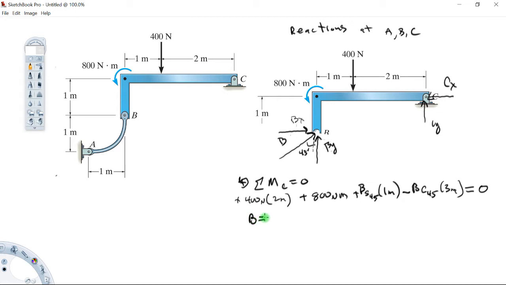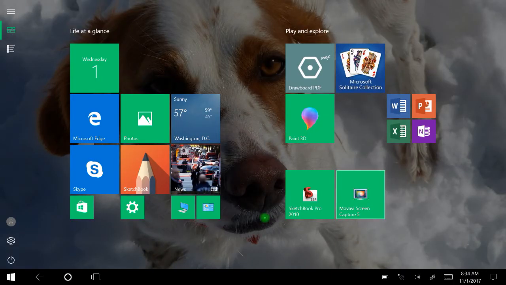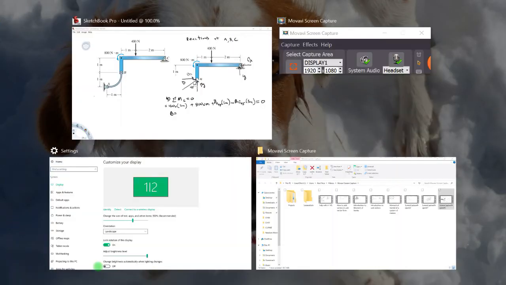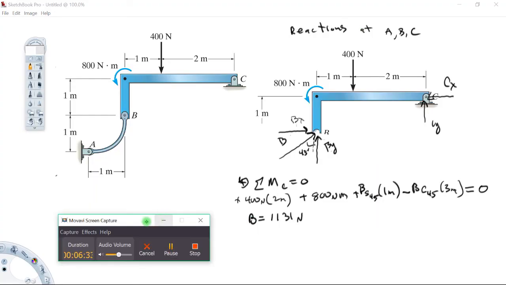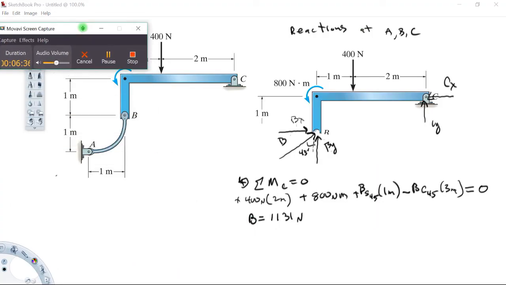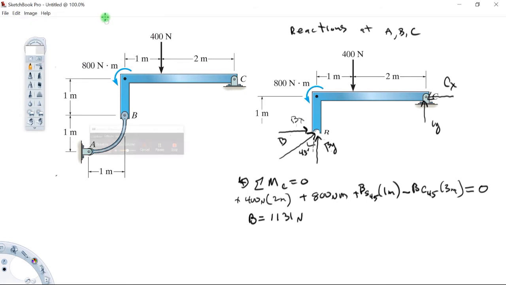I think what I'll do is pause it while I wait here. All right, so I'm back. We're back here, and we got 1,131 newtons for the magnitude of the reaction force at B. It came out positive, so it means the assumed direction there is correct.